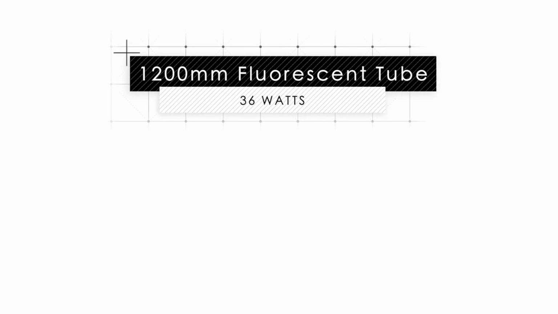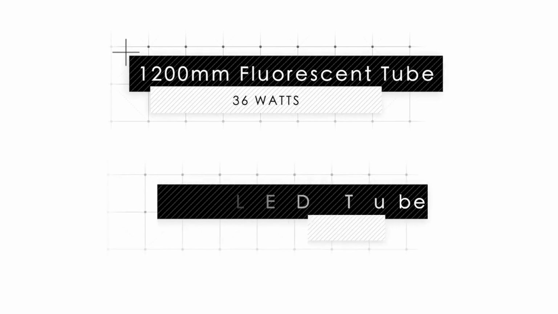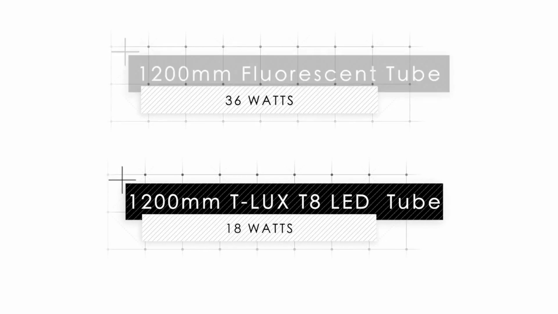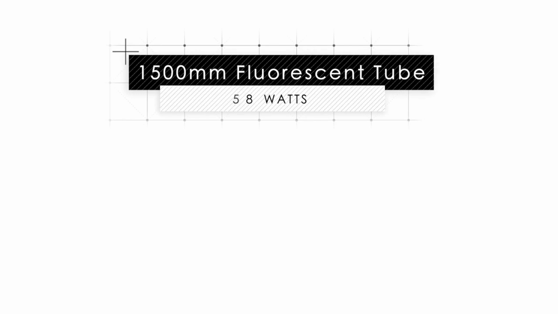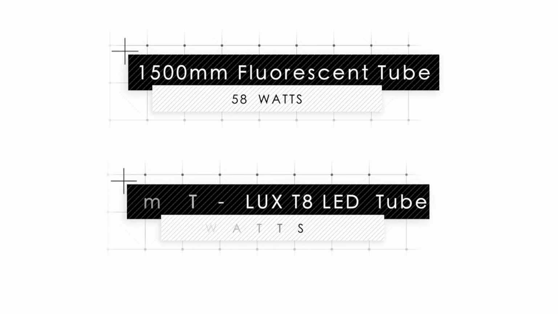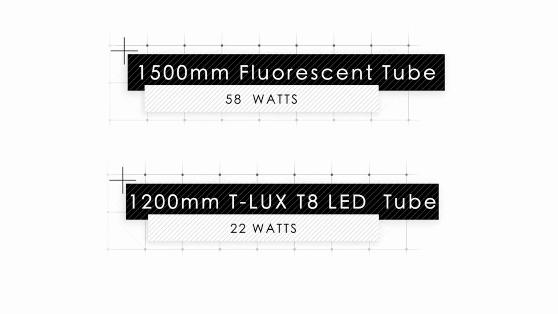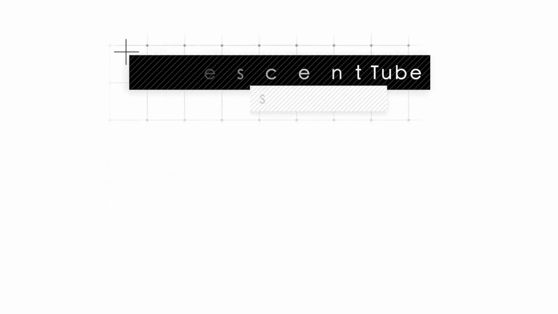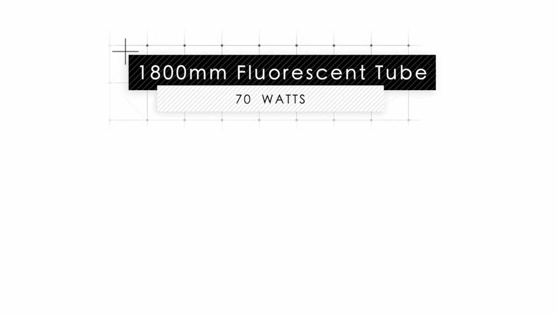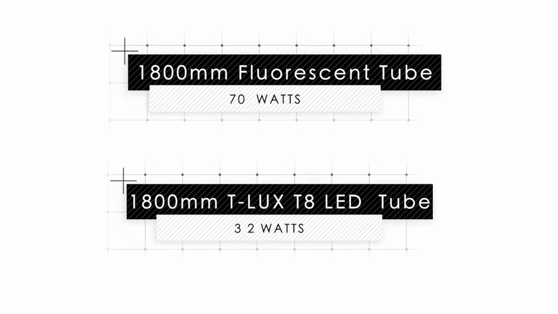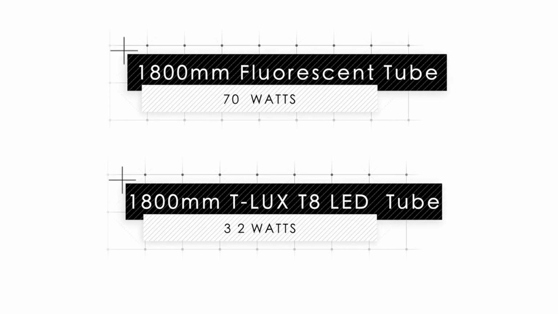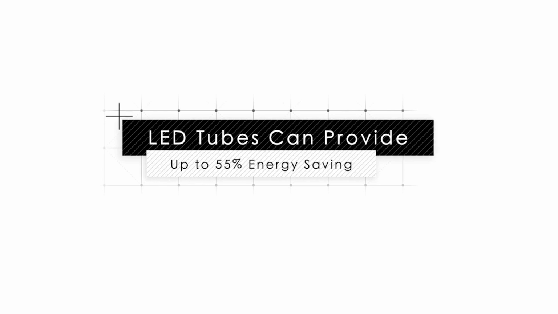A 4-foot 1200mm fluorescent tube will use 36 watts. The LED equivalent will use 18 watts. A 5-foot 1500mm fluorescent tube will use 58 watts compared to just 22 watts for the T-Lux LED tube. Finally, a 6-foot 1800mm fluorescent tube will consume 70 watts against just 32 watts for the equivalent LED tube. As you can see, energy savings can be as much as 55%.